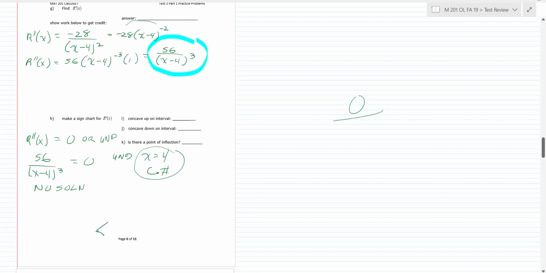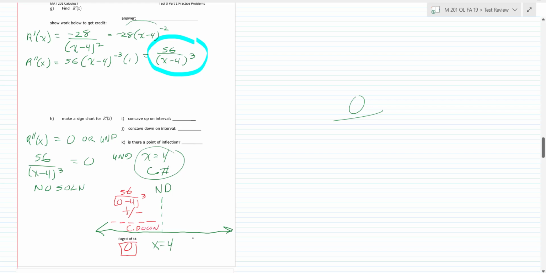So our sign chart can be analyzed based on this second derivative. We got a critical number at x equals 4. There's no derivative there. I'm going to plug test points into the second derivative. That's what I have highlighted in blue up here. So you'd have 56 over 0 minus 4 to the third. The numerator's positive. The denominator's negative because you're going to have negative 64. So that's negative. That means you are concave down.